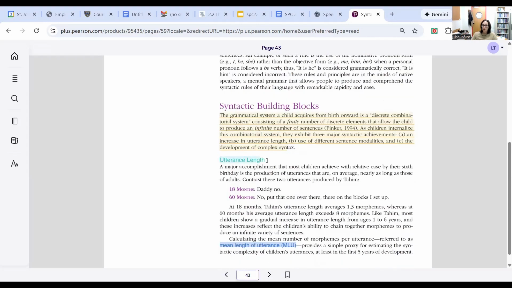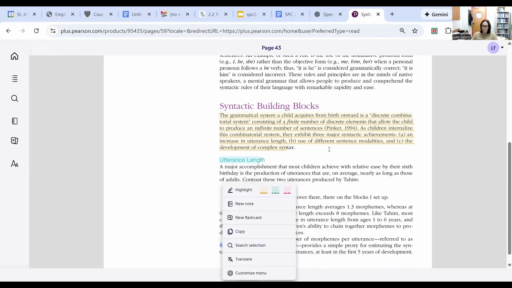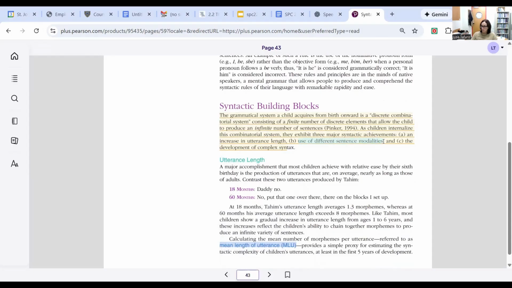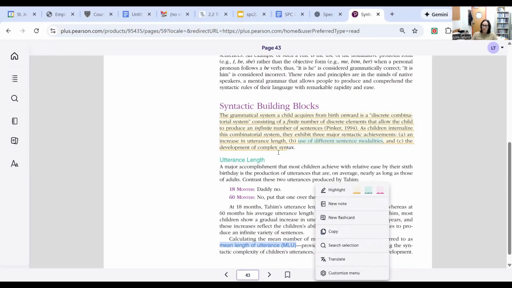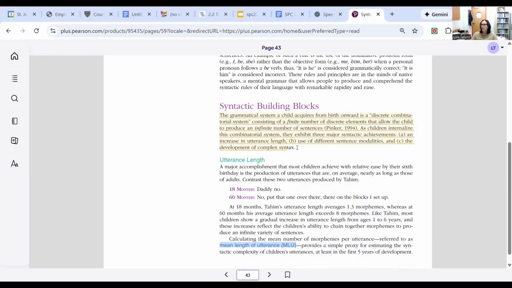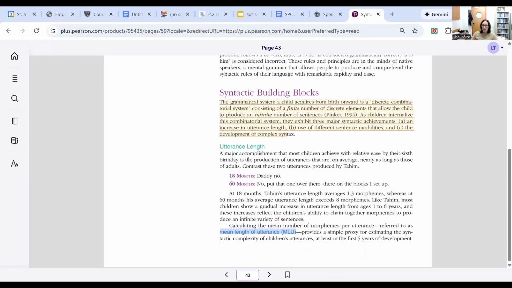Okay. Their utterances get a little bit longer. That's letter A. They begin to use different sentence modes. That's letter B. And then they start to develop what we call complex syntax. So no longer just using simple sentences. So what is utterance length?